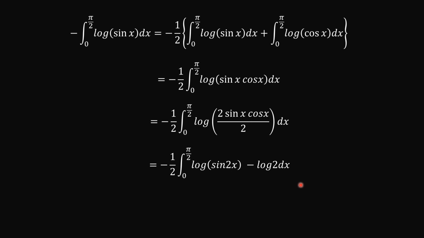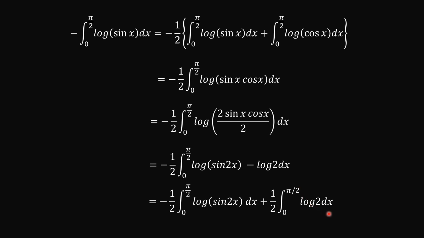And so the negative a half can be transferred out there. So negative a half times the negative one there, it results into a positive 1 over 2 times the integral from 0 to pi over 2 of log 2 for the second term. And the first term here, we are left with negative a half integral of log of sine 2x from 0 to pi over 2.